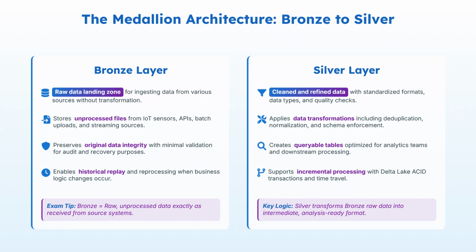Next is the silver layer. Here, data is cleaned and standardized. We apply quality checks, deduplication, and normalization. The silver layer transforms raw data into a format ready for analysis. It also supports incremental processing, so changes are tracked and managed efficiently.